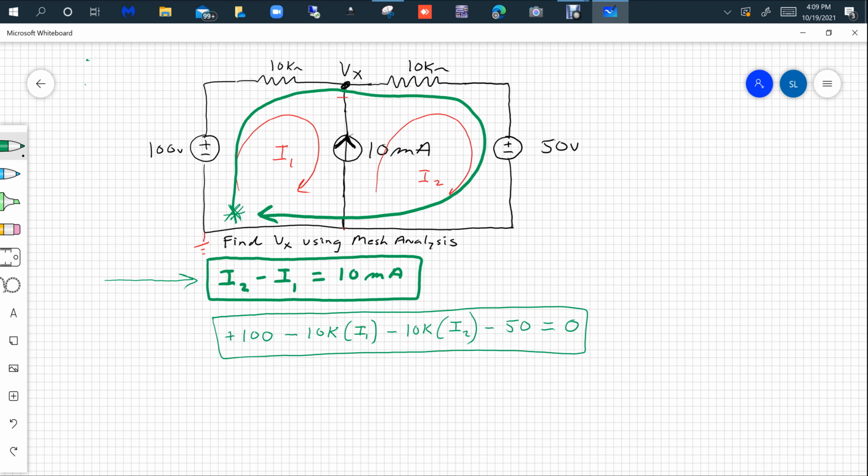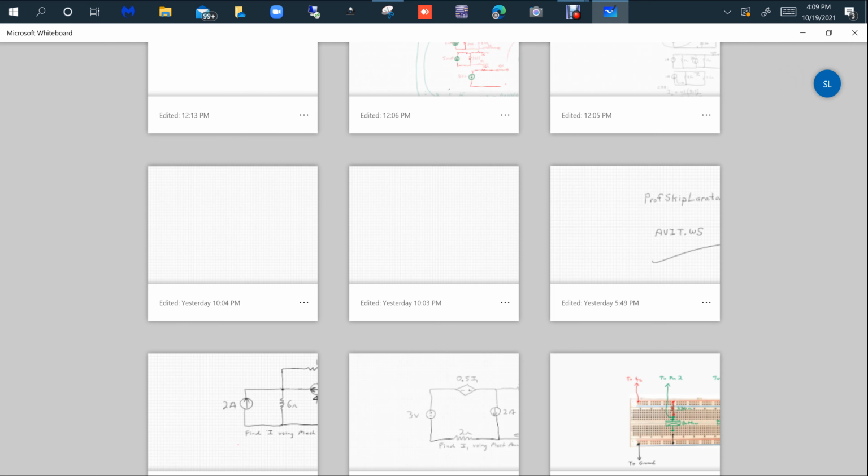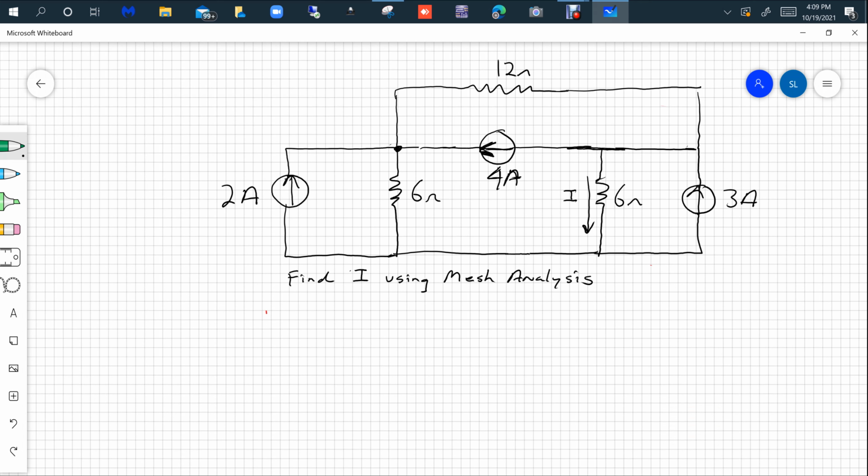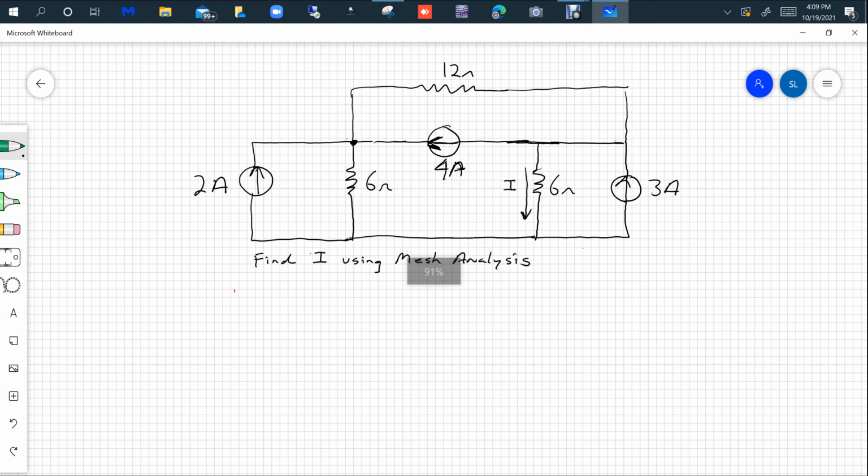Let me give you another example here. How about this example right here? In this example, if you don't want to use a supermesh, you could define a current there called I1, and by inspection you'll see I1 is 2 amps, as long as we don't assign any other loops that pass through the 2 amp source. I could define this loop right here as I2. As long as I don't pass any more currents through that 4 amps, I can say that I2 is equal to a minus 4 amps because it goes in the opposite direction.